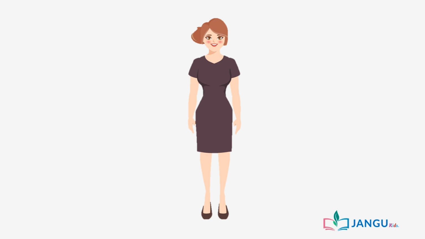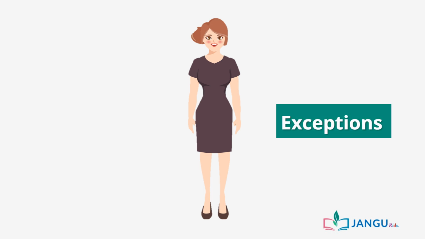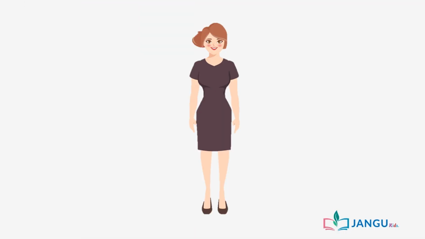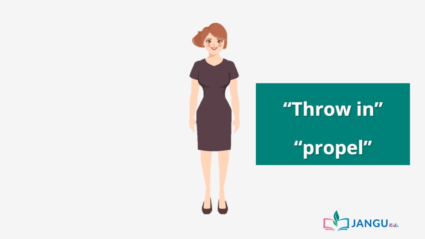Our fourth word is exceptions. Let's go back to see how it was used. It says there are exceptions to this rule, like if the referee adds extra time to give a team the chance to break the tie. An example was given to let us know what an exception is. Now you try. Can you decipher what throwing or propel means from the context of the passage?